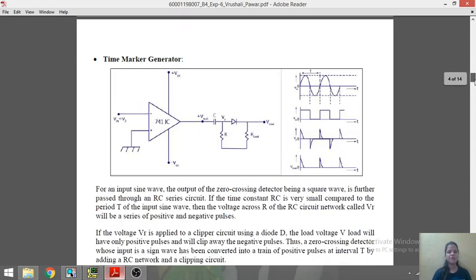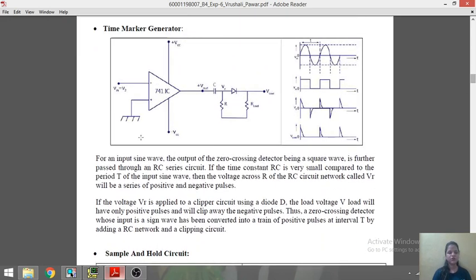So next is the time marker generator. For an input sine wave, the output of the zero crossing detector, being a square wave, is further passed to the RC series circuit. If the time constant RC is very small compared to the period T of the input sine wave, then the voltage across R of the RC network, called VR, will be a series of positive and negative pulses. Here is the RC circuit.